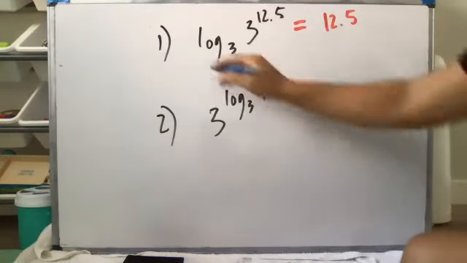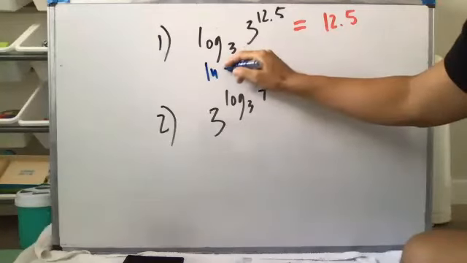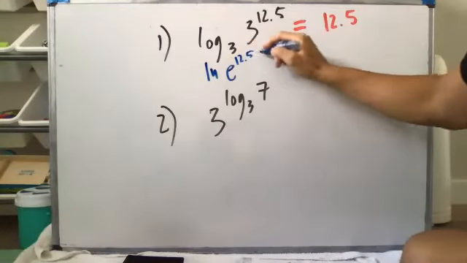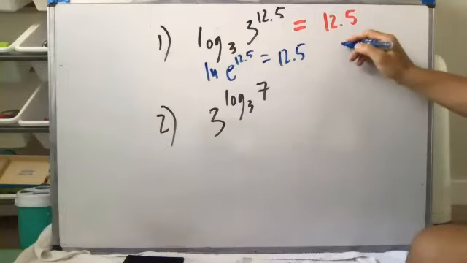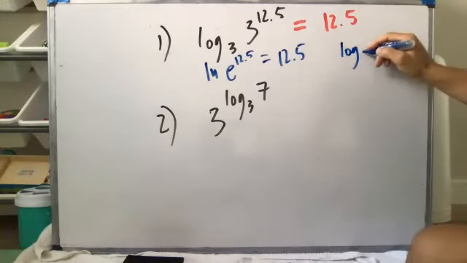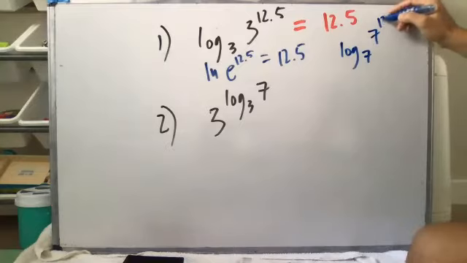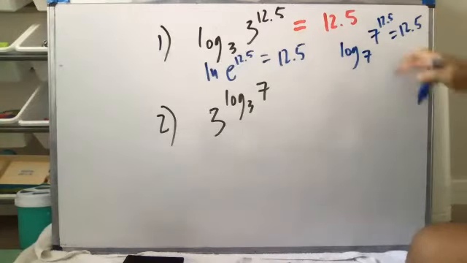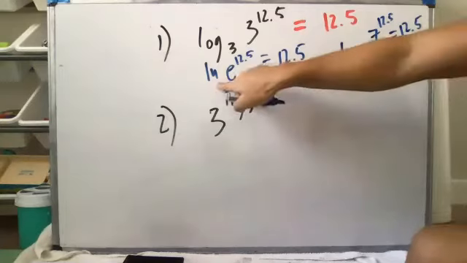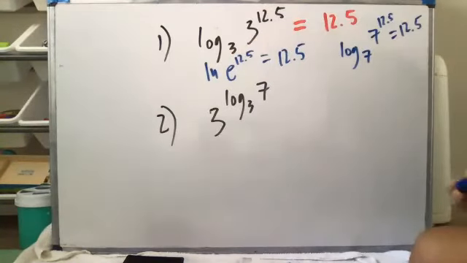And by the way, this will work for any base. So if you did something like ln of e to the 12.5, you just get 12.5. Or if I did log base 7 of 7 to the 12.5, I just get 12.5. As long as the bases match, remember ln is base e, this is base 3, then I just get this number pop out.